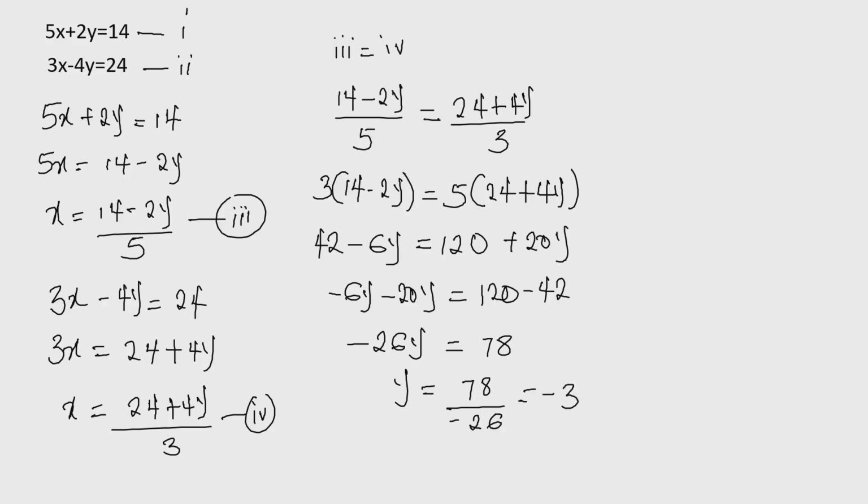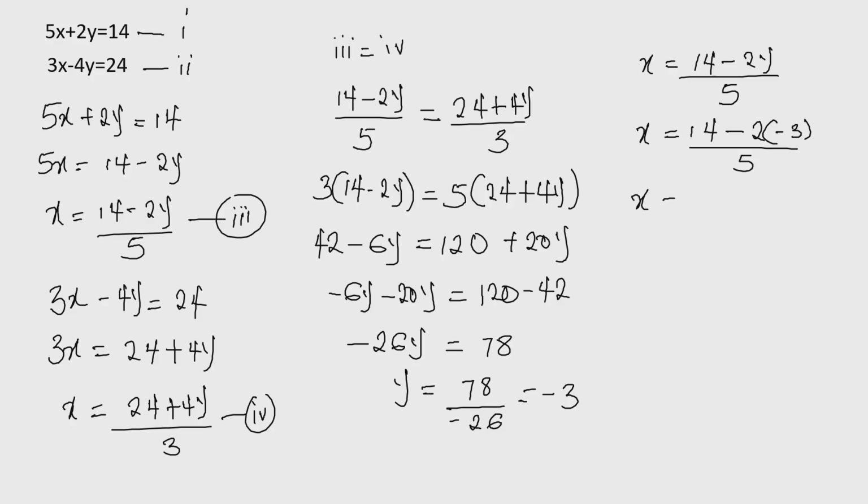Okay, let's look for our value of x since we have the value of y. For you to get your value of x, all you need to do is put the value of y into any of the equations where you already made x the subject of the formula. For example, you can use equation 3 or equation 4. So I'm using equation 3. So x will be equal to 14 minus 2y divided by 5. Then x will now be 14 minus 2 into what is y? y is minus 3, divided by 5.